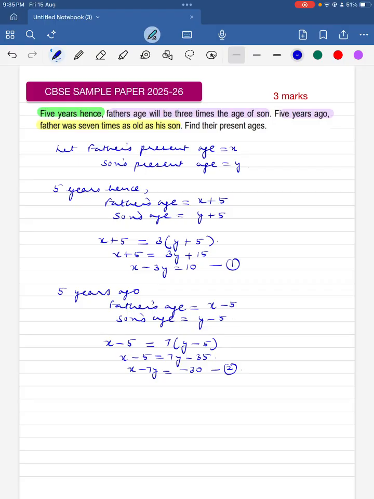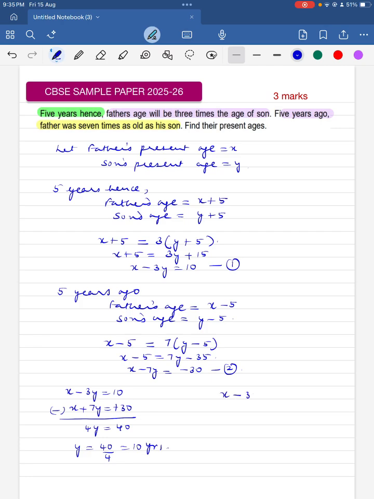Okay, so let me use the elimination method here by subtracting the two equations. Let me find the value of y first. So x minus 7y equal to negative 30 and I'm subtracting both equations, so all signs would change and that would give me 4y as equal to 40, or the value of y is 40 divided by 4, or that's equal to 10 years. Now let me substitute this value in the first equation.